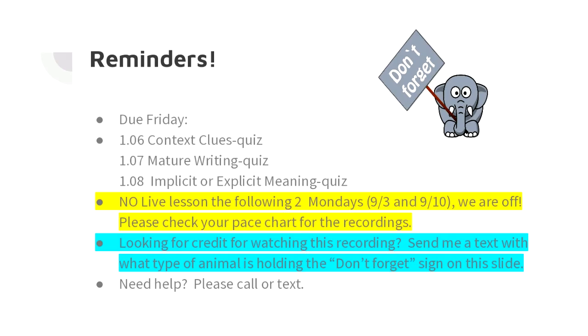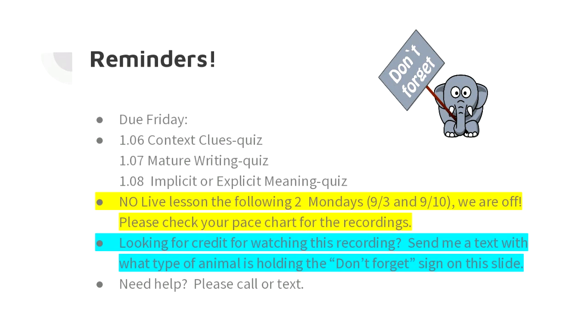So your reminders, due Friday: 1.06, context clues. There's a quiz. 1.07, mature writing quiz. 1.08, implicit or explicit meaning, and a quiz. So you have 3 lessons for language arts that you need to read through this week. Take your notes and do quizzes on those.